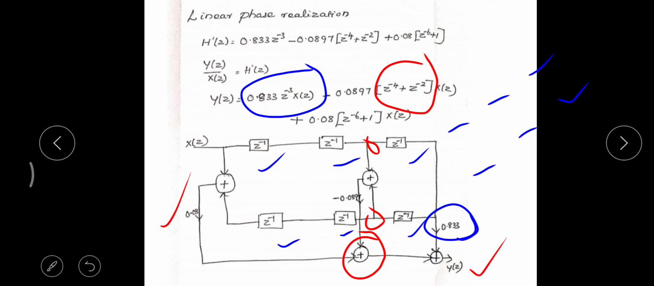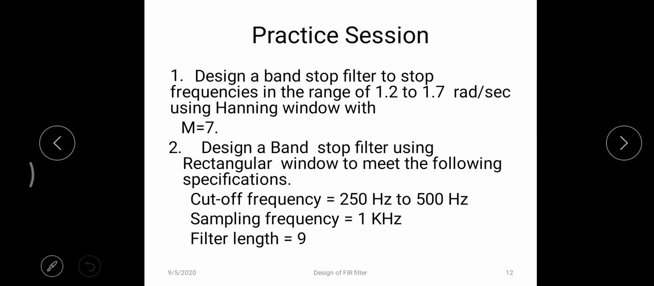Hope you understood. Now, for practicing, you can take these 2 problems. Both are designs of bandstop filters. The 2 cutoff frequencies are given. One is 1.2 to 1.7. The other one is given in terms of hertz. We should convert it into radians per second before proceeding with the problem.